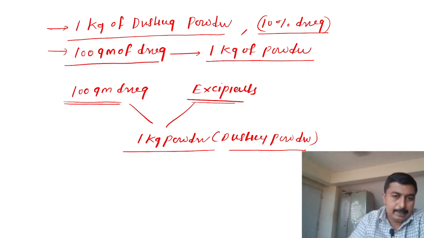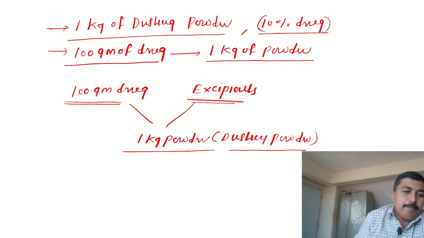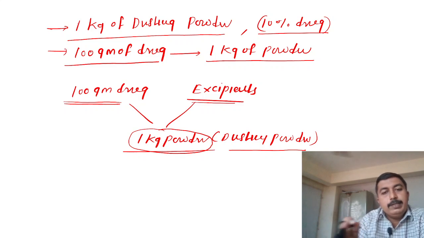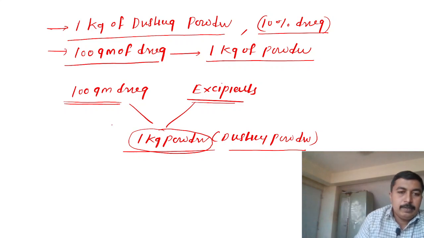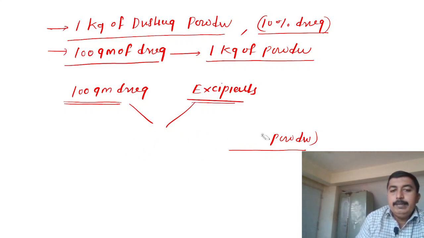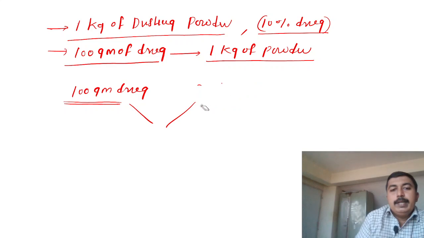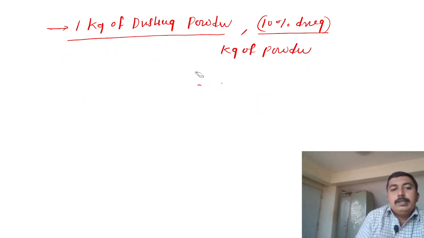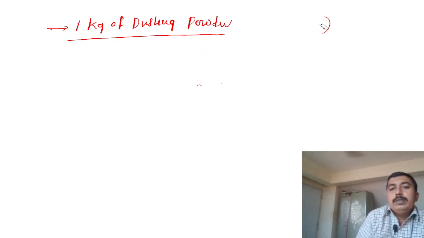Now the next important thing we have to discuss. I will not pack this 1 kg of dusting powder in one container. No. Instead of that, what I will do simply, I will divide this dusting powder according to the pack size of the container. So now I have 1 kg of dusting powder ready, which contains 100 gram of drug, means 10% of 1 kg. This 1 kg of dusting powder, suppose I will pack in different containers according to the size of the container.